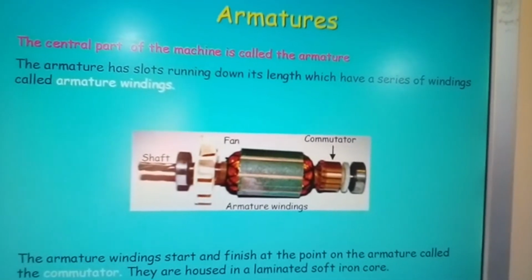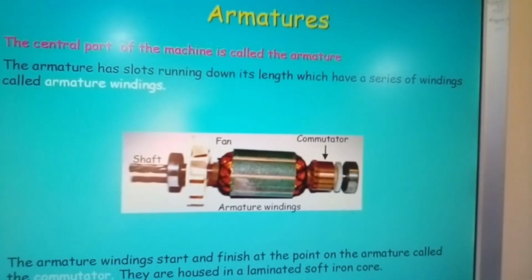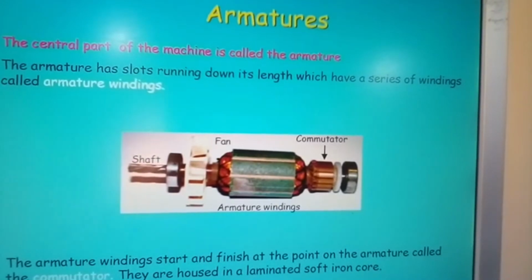Now the armature windings start and finish at the point on the armature called the commutator. They are housed in a laminated soft iron core.